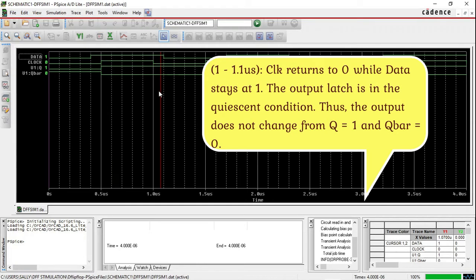Clock returns to 0 while data stays at 1. The output latch is in the quiescent condition, thus the output does not change from Q equals 1 and Q bar equals 0.